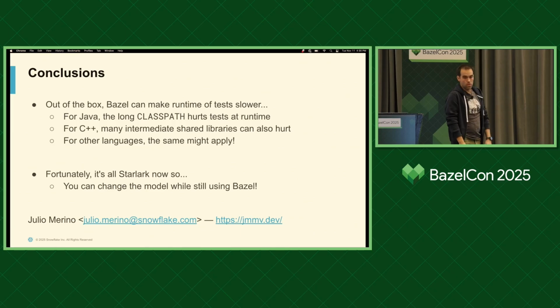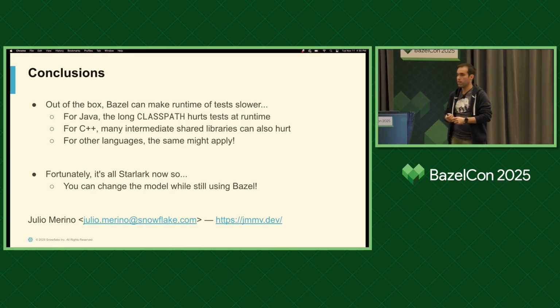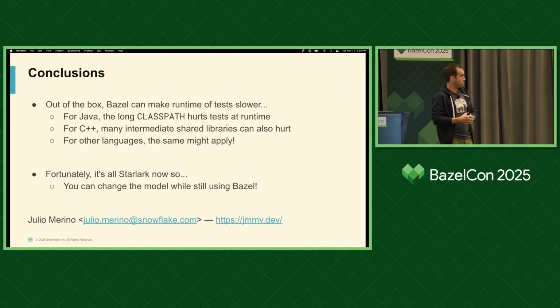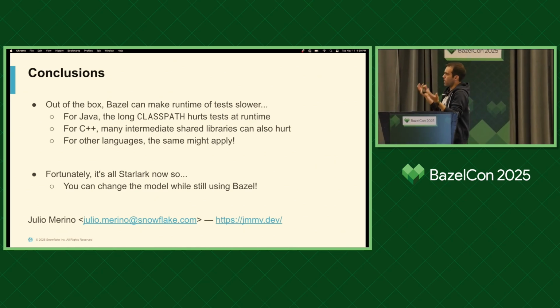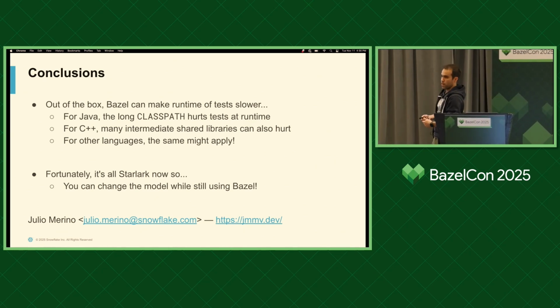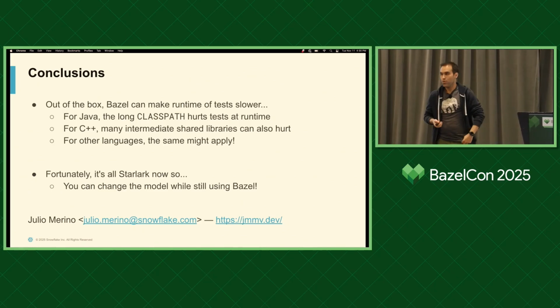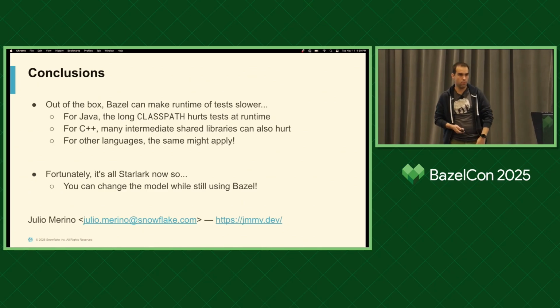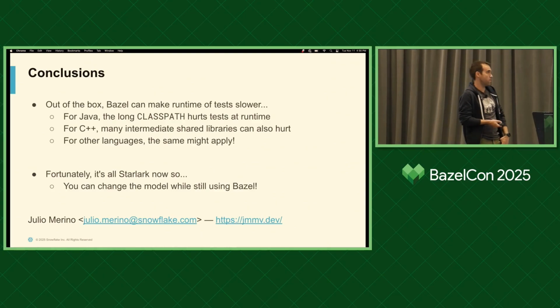So yeah, to conclude, just be aware that moving to Bazel usually makes your build faster, but there are corner cases where it may actually make things worse. I told you about Java and the classpath, but we found something similar with C++, where many intermediate shared libraries cause the debugger to be much slower to start up. And for other languages, I haven't thought about it, but probably there are some other pitfalls to be aware of. The good thing is that everything is Starlark now, so you could probably just rewrite the rules as you want to implement whatever compilation model you need, and then sidestep any problems that you might find with the standard ones.